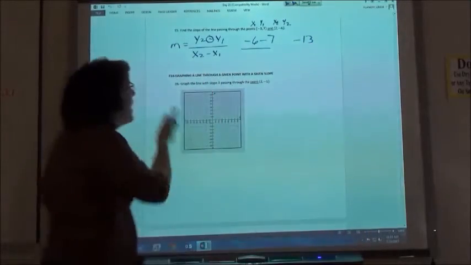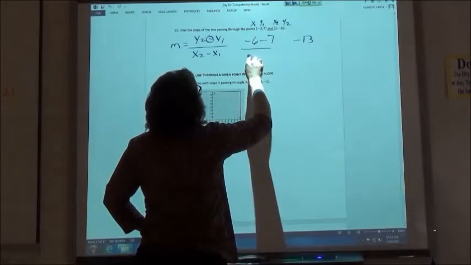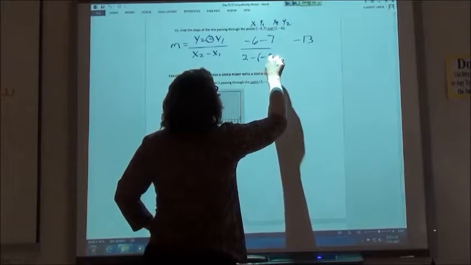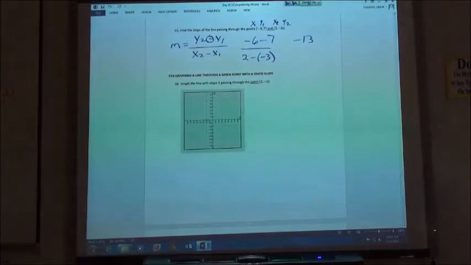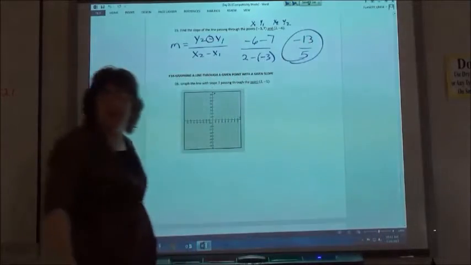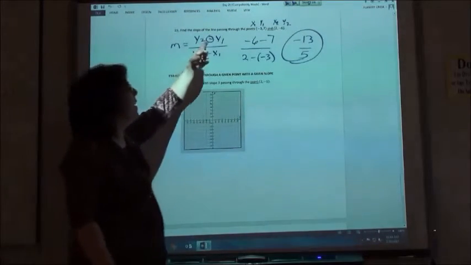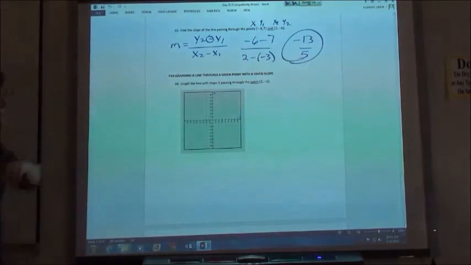On the bottom is going to be 2 minus -3. See, we got that minus a negative, and then we change it to plus. And then it's 5. So -13/5 is going to be my slope. So the formula always has minus in it, but if we have minus a negative, then we change to a plus. All right.